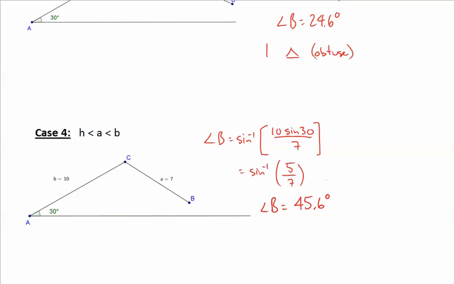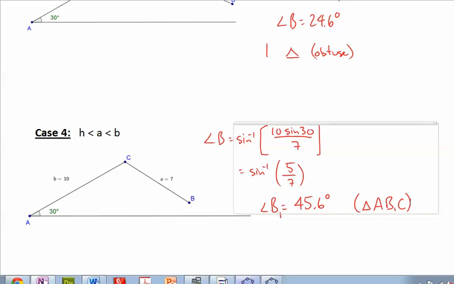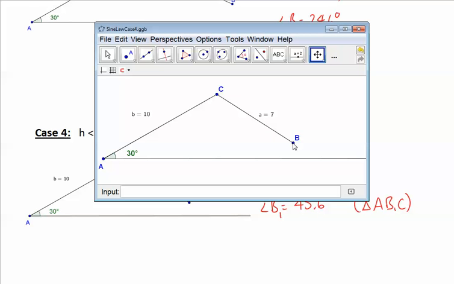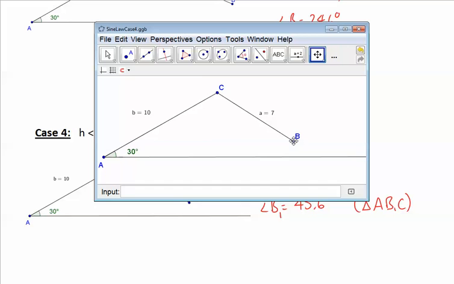However, there's actually a second angle possible. So I'm actually going to call this angle B1. And I'm going to say this is triangle A, B1C. Now let me show you what that looks like. Case 4. All right. If I move this point rather, there is one possible triangle, A, B1, C.